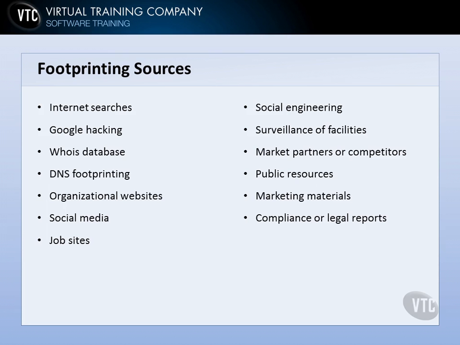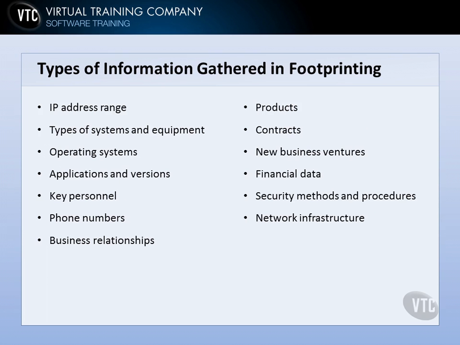There's a lot of public resources out there like the SEC and so forth. There's marketing materials from the company itself that may give us information. And there's compliance or legal reports that are out there. A lot of companies and organizations have to file certain mandatory reports in order to comply with governance or the law. All of these are sources of really good information. Now you may ask yourself, what kind of information am I after as a hacker?